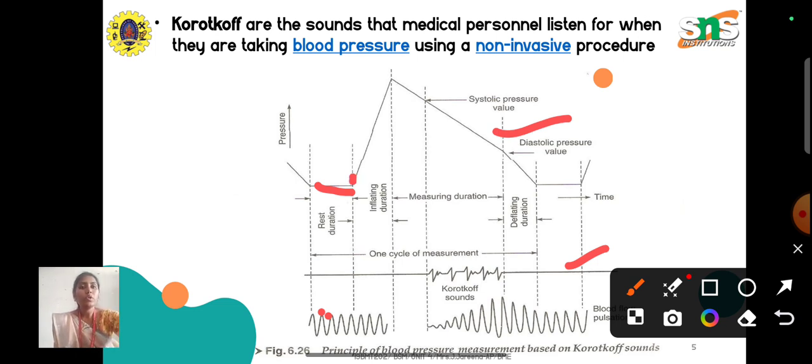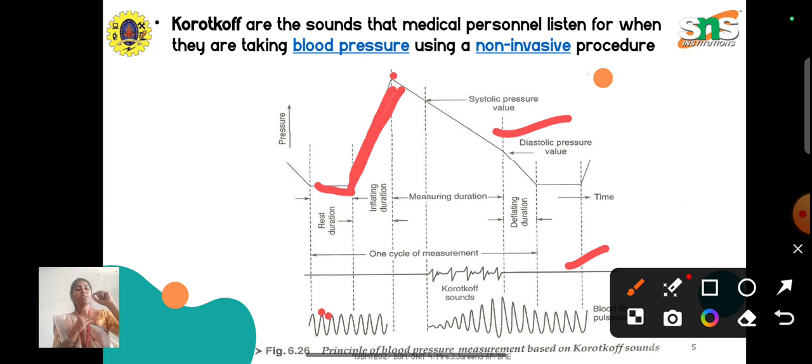Then you are going to give pressure, that is, you are going to inflate the cuff by pressing the bulb, right? This is the point which represents the inflating pressure. The inflating duration is the duration where you inflate the cuff by pressing the bulb for a certain period, up to a point above the systolic pressure. Then, once it reaches that pressure, you are going to release the pressure. So the first part is inflating the cuff by pressing the bulb.